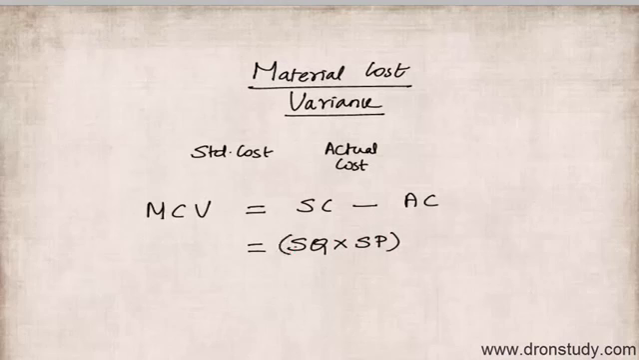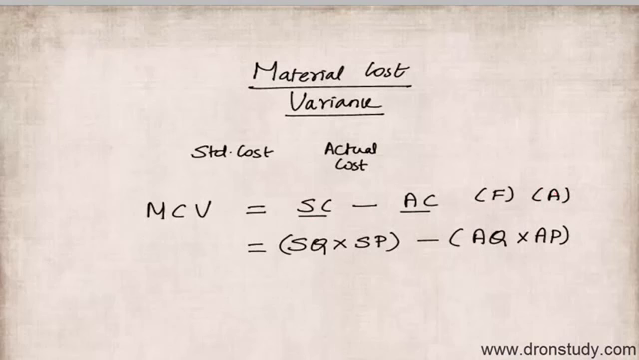Then what is actual cost? Actual cost is nothing but actual quantity multiplied by actual price. So it is as simple as this. If you want to find material cost variance, you should compare your standard cost and actual cost. If your standard cost is greater and actual cost is lesser, you have a favorable variance. And if your actual cost is greater and standard cost is lesser, then you have an adverse variance. That is, you will have a positive figure when you have a favorable variance, and a negative figure when you have an adverse variance. That is with respect to the outcome.